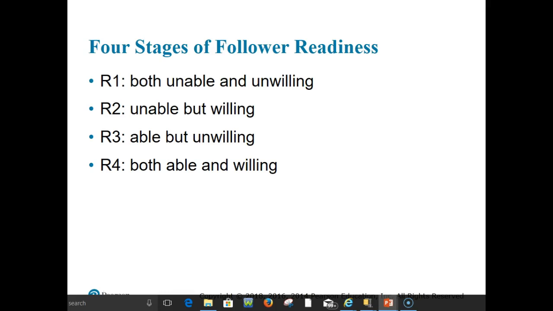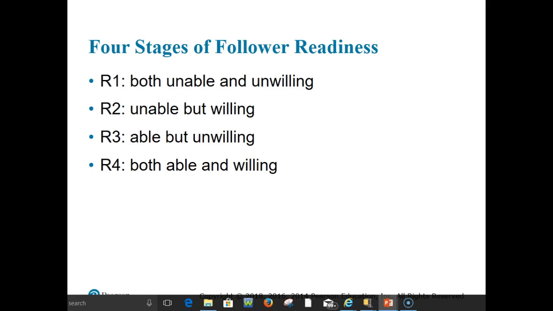So the final component in the model is the 4 stages of follower readiness. So you have the R1, indicating that people are both unable and unwilling to take responsibility for doing something. Followers aren't competent or confident.